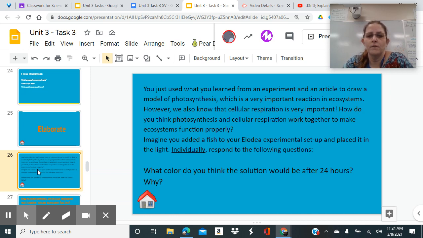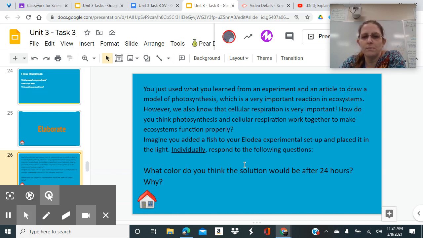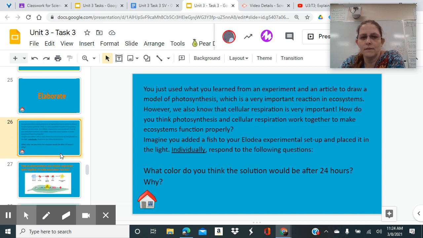So think about that. What we're going to do is add a fish to our Elodea system and place it in the light. And visually, we're going to respond to the following questions. What color do you think the solution would be after 24 hours? So think about that. Okay, so this is a graded part of your task for the week.